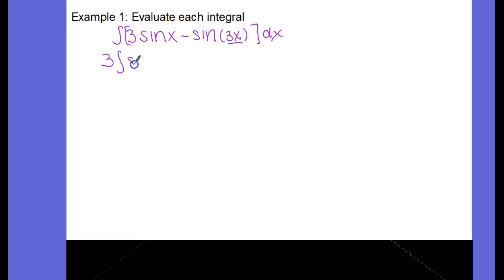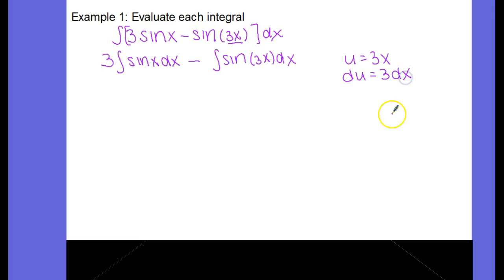It's the integral of 3 sine x dx minus the integral of sine 3x dx, where we take the second integral and say, all right, u is 3x, du is 3 dx. So what am I going to have to add back to my answer? Well, it's missing a 1/3.